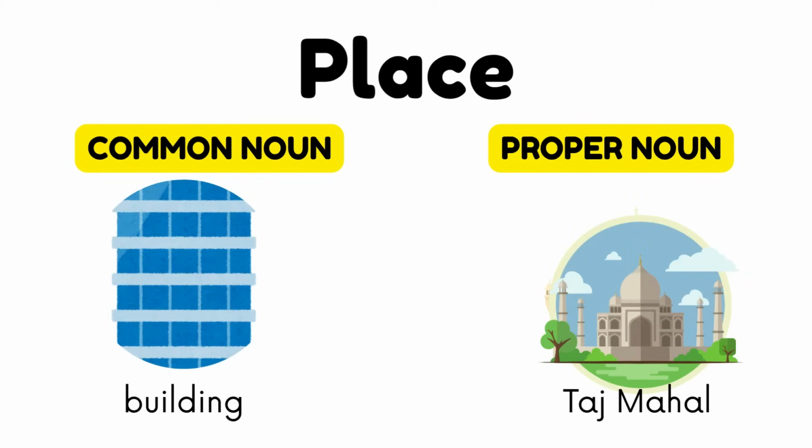There are two buildings. On your left, it's just a building. It can be any. And on your right, it's a specific historical building named Taj Mahal. So, building is a common noun. That's why we do not capitalize the first letter of it. But Taj Mahal is a proper noun, so we do capitalize the first letter of it.